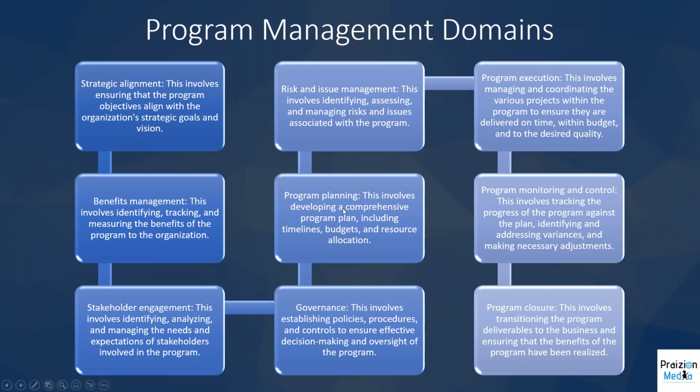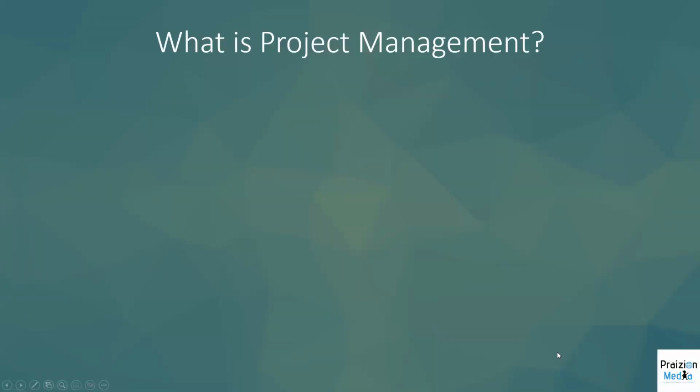Program planning involves developing a comprehensive program plan. Risk and issue management involves identifying program-related risks and issues. Program execution involves managing and coordinating the various projects within the program to ensure that they are delivered on time, within budget, and to the desired quality. Program monitoring and control involves tracking the progress and reporting up those progress. Program closure involves transitioning the program deliverables to the business and ensuring that the benefits of the program have been realized. Now, when it comes to project management, this is a different world.